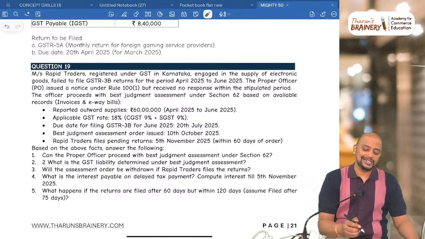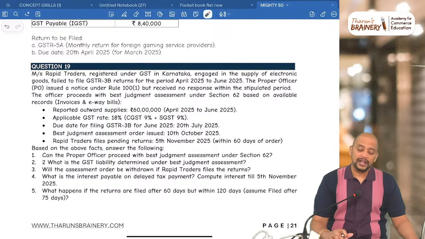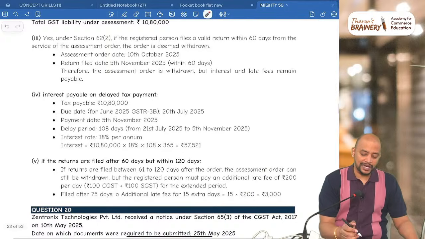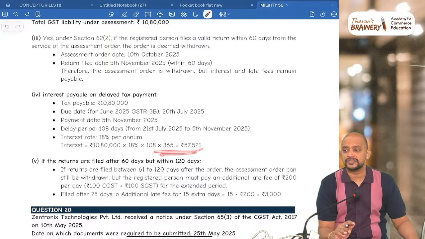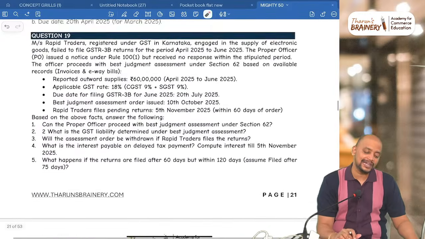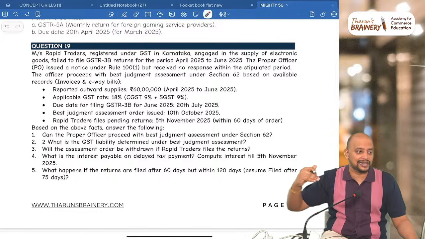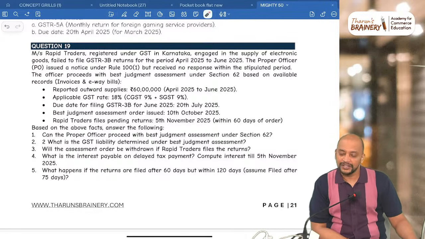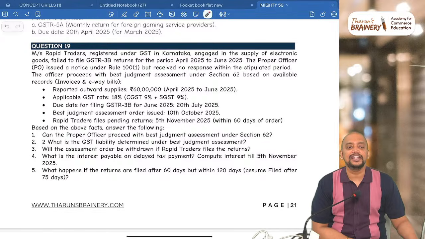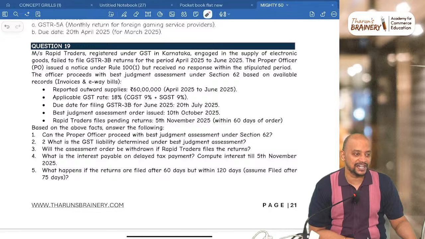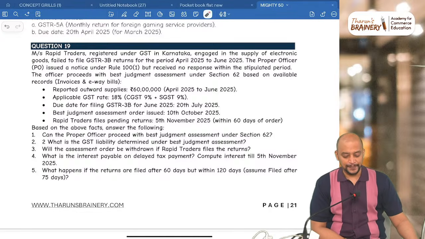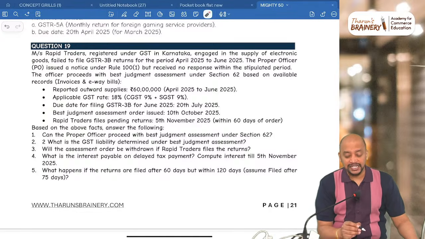Otherwise we go by assumption here. This 60 lakhs pertains to the June month, and accordingly 20th July will be taken as the due date and 5th November is the payment date. Therefore there is a delay of 108 days for which interest will be payable, because we don't have exactly which month has what liability. Practically also, they will file all nil returns for that period and put the liability in the last month, because they want to minimize their interest burden.